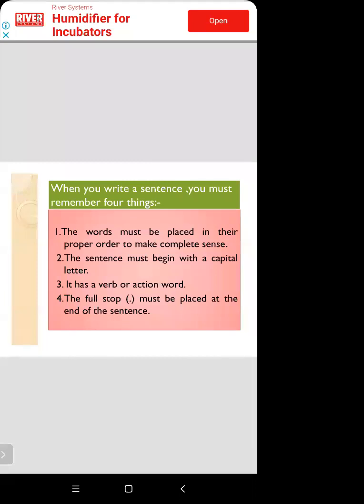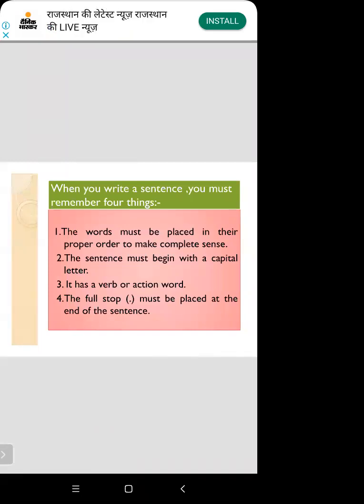Clear, student? So student, when you write a sentence, you must remember 4 things. Okay, the first one is, the first letter should be a capital. Words must be placed in their proper order to make complete sense. Clear? Number 3rd, it has a verb or action word. Number 4th is the full stop, question mark, or exclamation sign. So you have to put it at the end of the sentence, depending on the sentence.